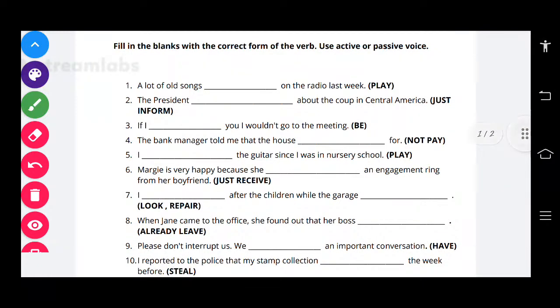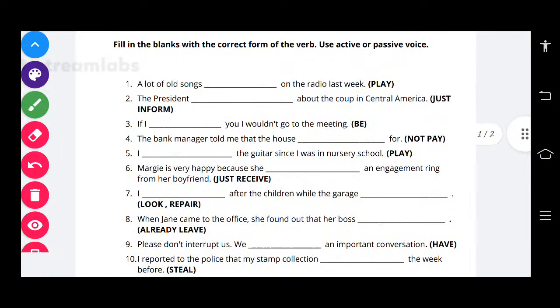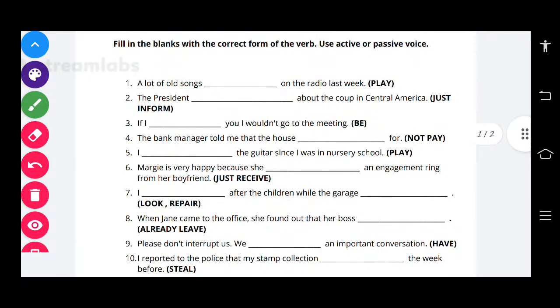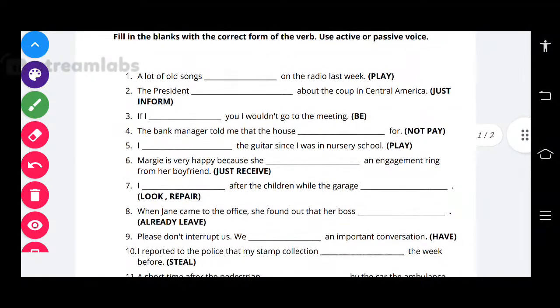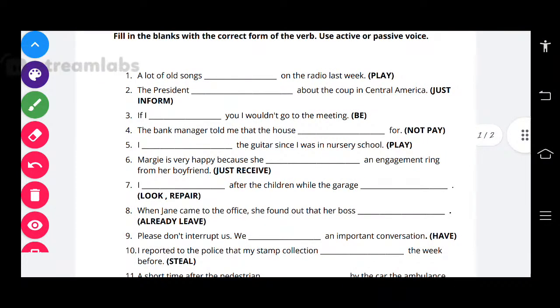So here we are talking about a lot of songs. Do songs come under the doer or non-doer? It's a non-doer. If the subject is a non-doer, the sentence has to be in the passive. So this verb has to be used as it is: last week.